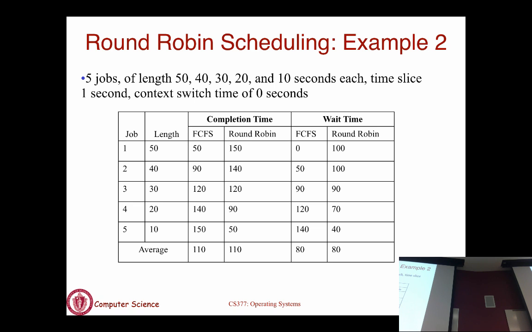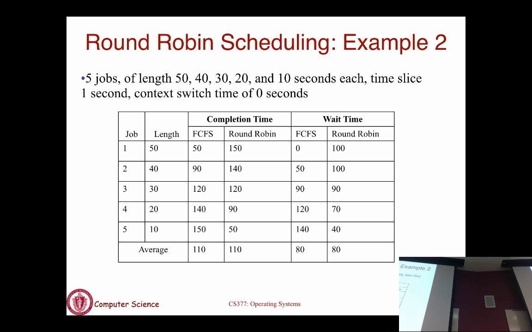So in this case, the average completion time is the same. The wait time is always the difference between these 2. The wait time for this job in this case is 150 minus 10, so 140. Here it is 140 minus 20, 120, and so on. And for round robin, it's the same thing. You take the completion time, you take the job length, take the difference. That's the amount of time you wait.